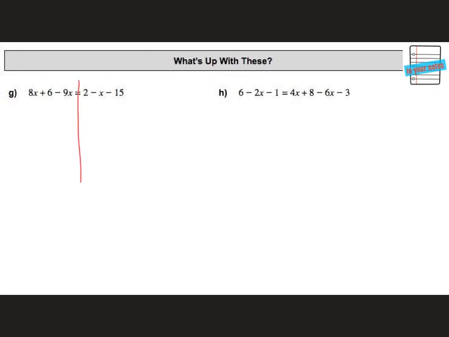All right, this first one here, I'm going to start by combining like terms. So I have 8 take away 9x's is a negative 1x plus 6. And on the right-hand side, 2 and negative 15 is going to give me negative 1x and negative 13. So we've simplified as much as we can.